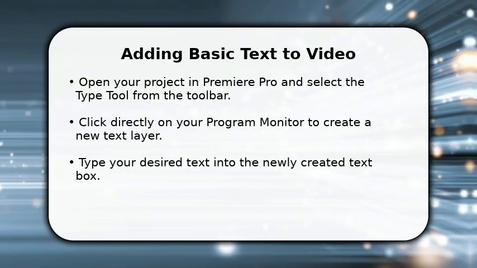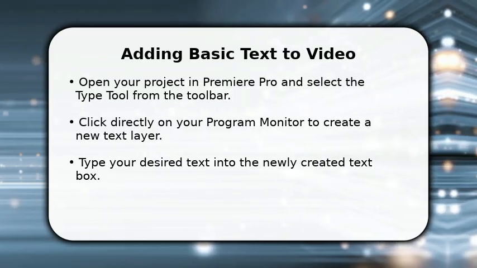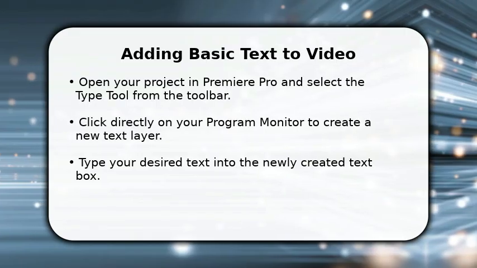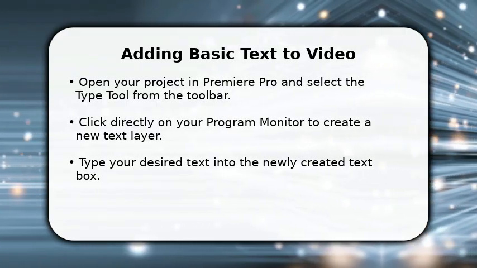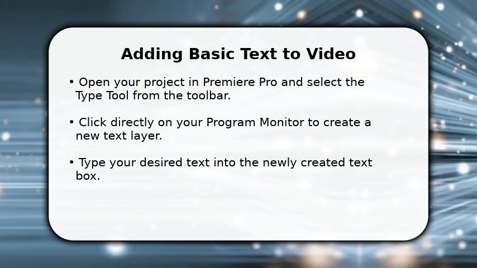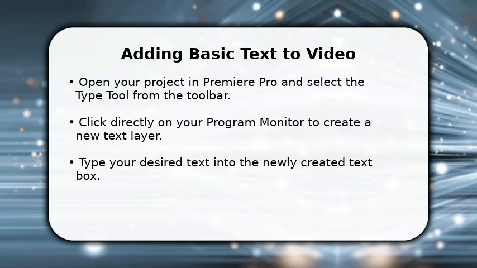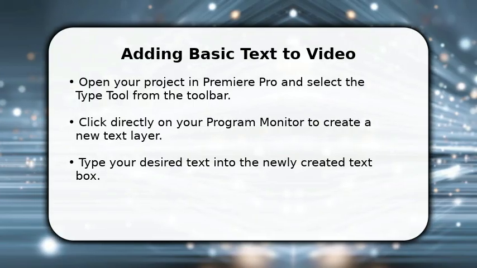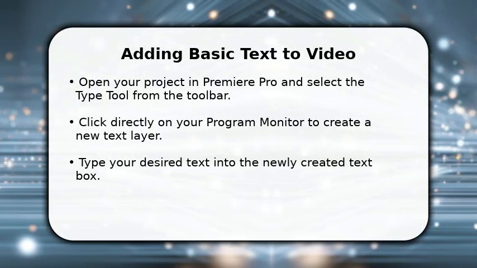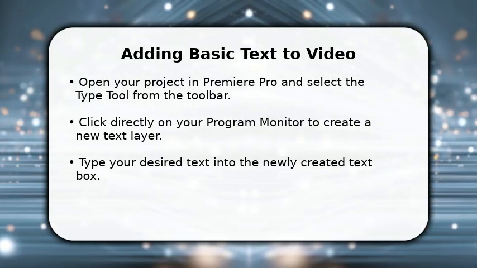First, open your project and locate the Type tool, which looks like a capital T, in your toolbar. Next, simply click anywhere on your program monitor to instantly create a new text layer. You can then type your desired words directly into this new text box. Finally, drag the ends of your text layer on the timeline to set its exact duration.